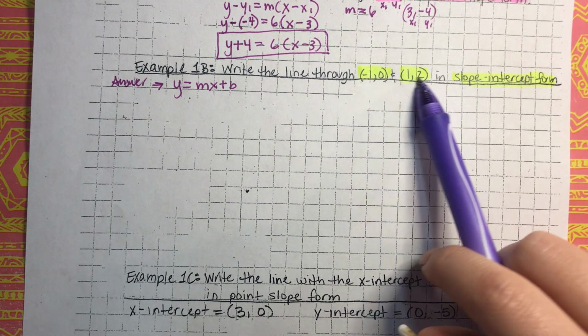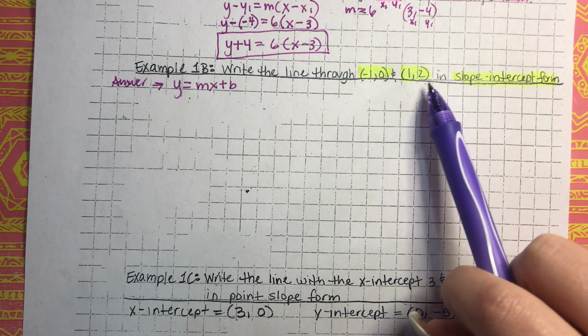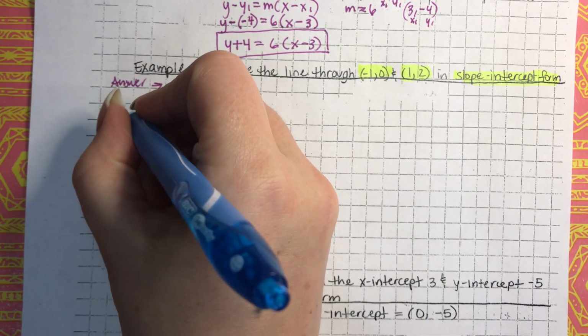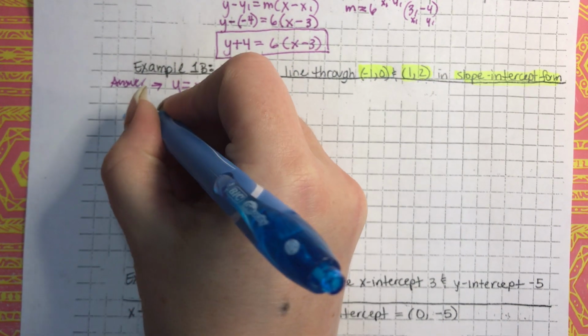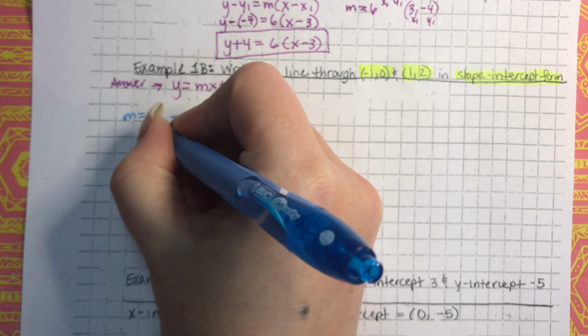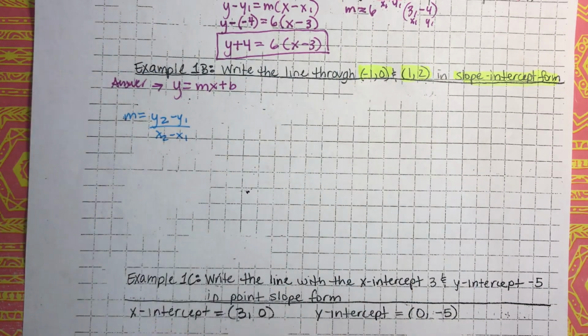And anytime you have 2 points, you can use the slope formula, which we talked about last lesson, to figure out what that slope is. So let's go ahead and do that. So first I'm going to figure out what the slope is. So I'm going to use that slope formula, m equals y2 minus y1 all over x2 minus x1.